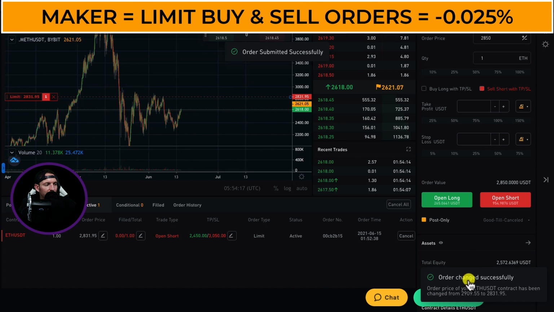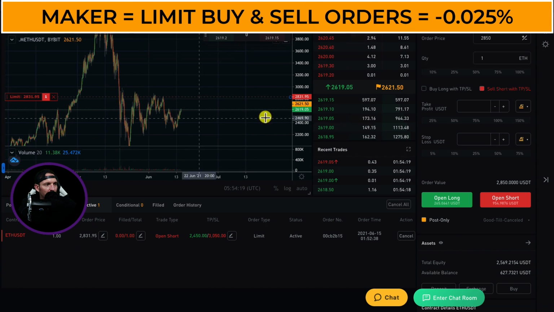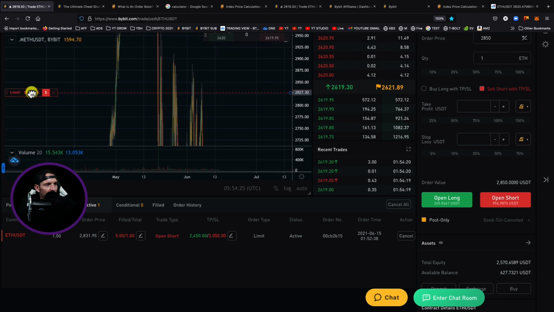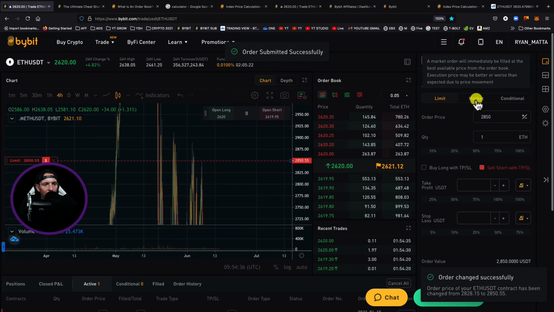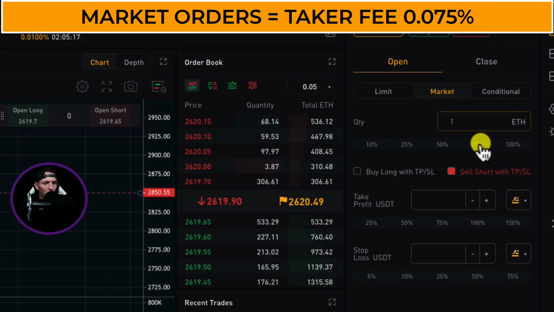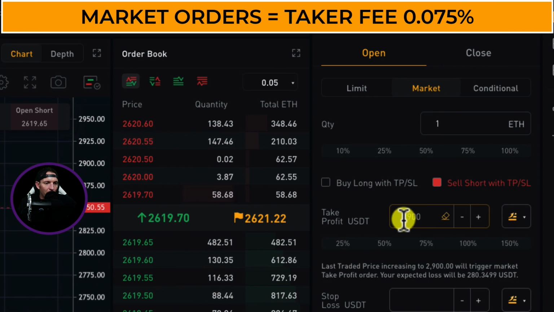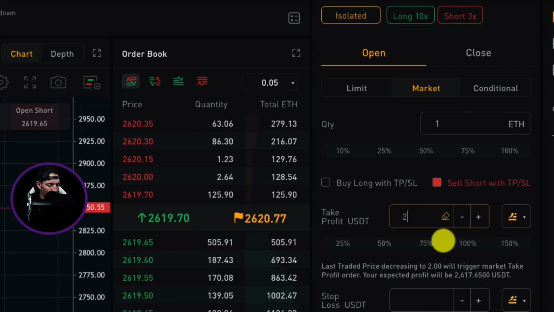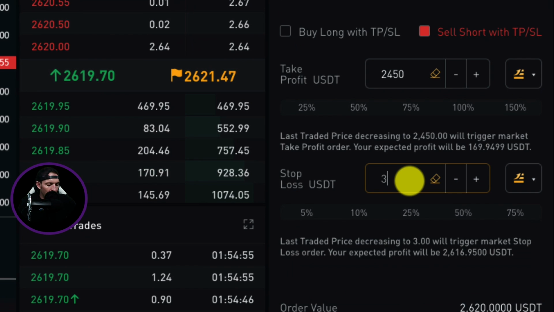Now I'm at $2,831. So it's really nice how easy Bybit makes this. And sometimes you've got to drag the slider up and adjust the price to the position that you actually want it to be in. Now over here, we have a market trade. If I come over here to market and I type in quantity, one quantity of Ethereum, my take profit, because I'm going to go short on this, I want at 2,450 and my stop loss, I want at 3,000.